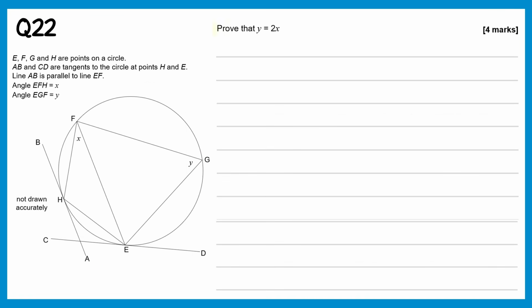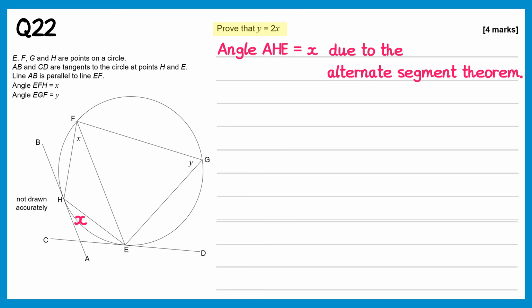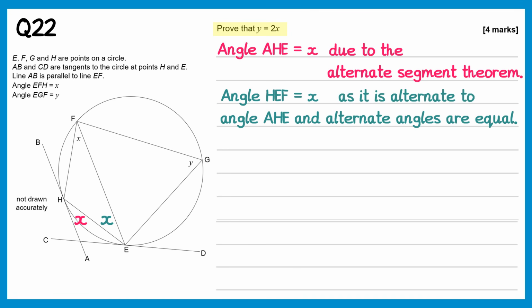In this question we need to prove that y equals 2x. We're going to start by finding this angle here, AHE, which is also equal to x. And the reason is because of the alternate segment theorem. So we could write down that AHE equals x and give a reason, which is due to the alternate segment theorem. We're then going to look at this angle here, which is also x. The angle HEF is also x, and this is because of alternate angles. So the angle AHE, which we found previously, is an alternate angle to this angle HEF. So we could say that it's alternate to angle AHE, and alternate angles are equal.